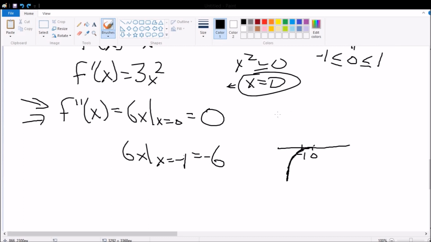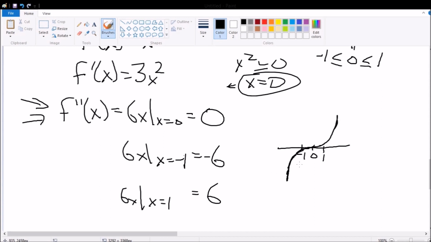So now we evaluate on the right hand side at the 1. So 6x, evaluate at x equals 1, you get it equal to 6. It's positive, so what we conclude from that is that at x equals 1, this graph is concave up. Concave up. You see what happened here?